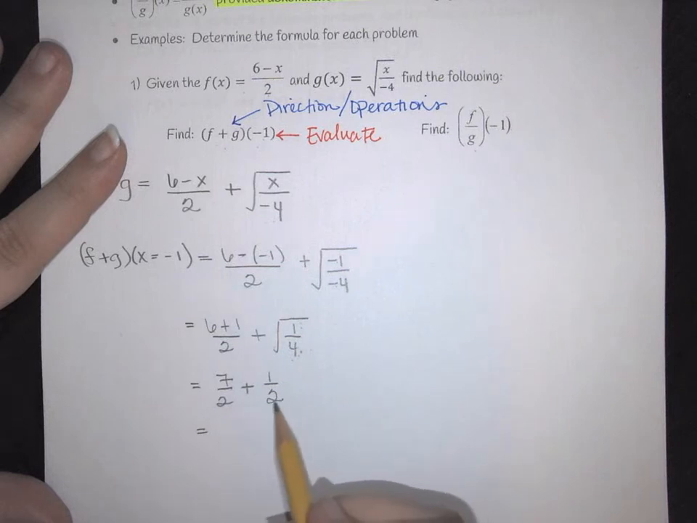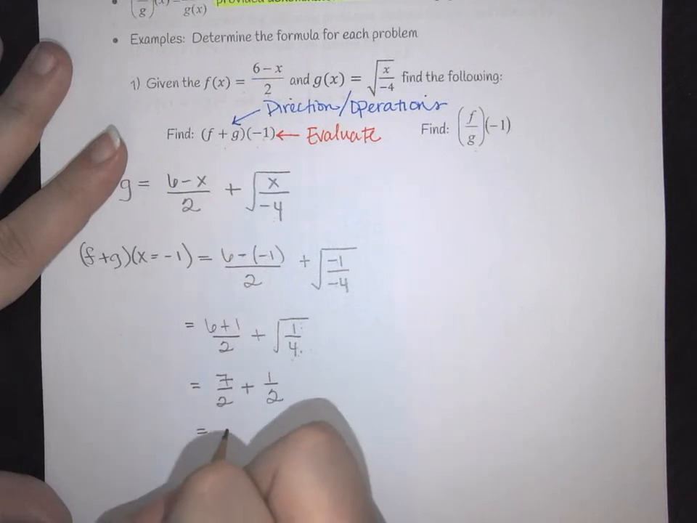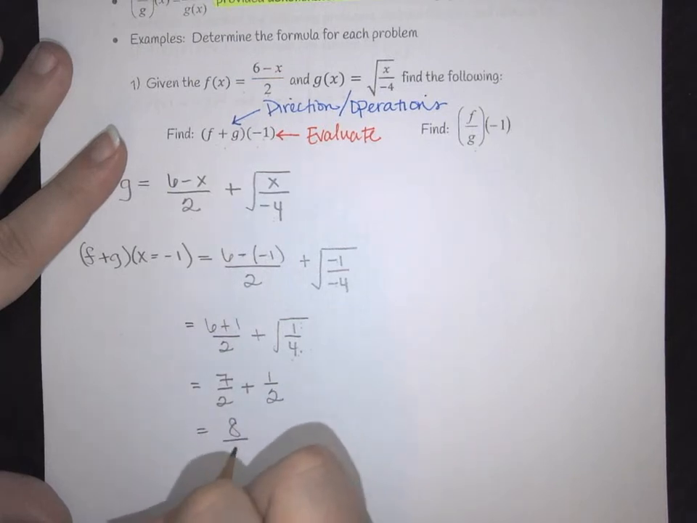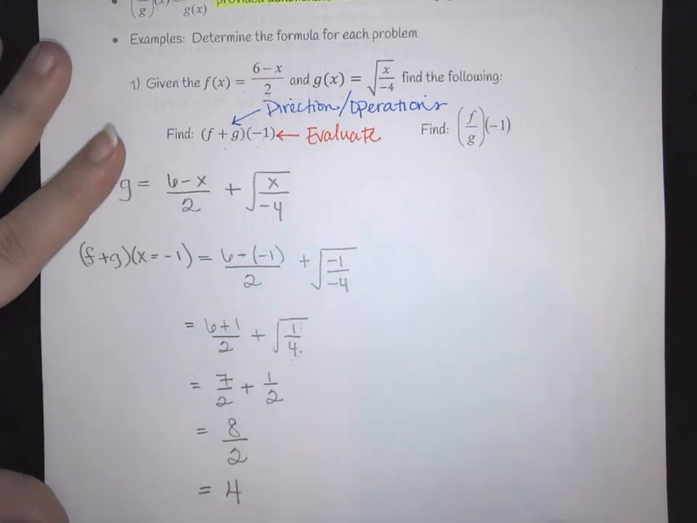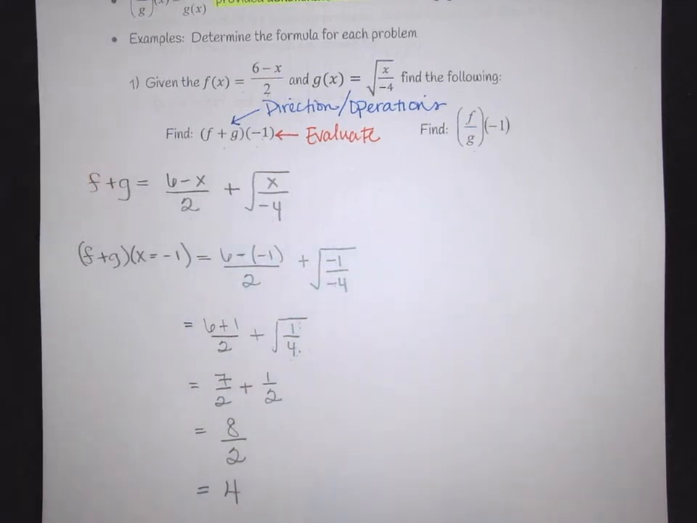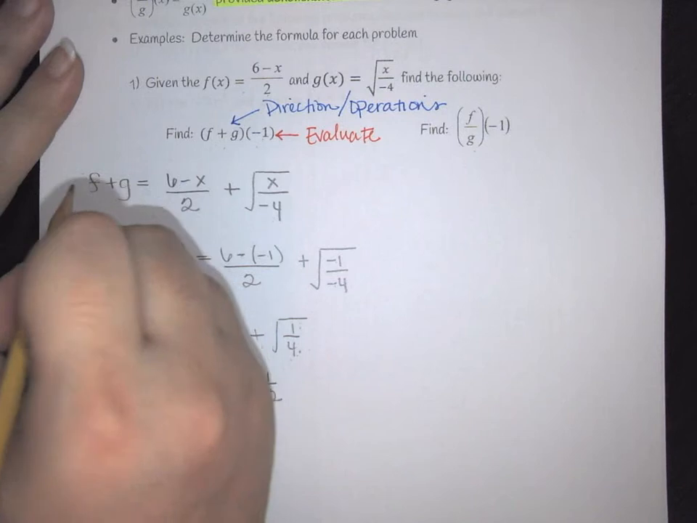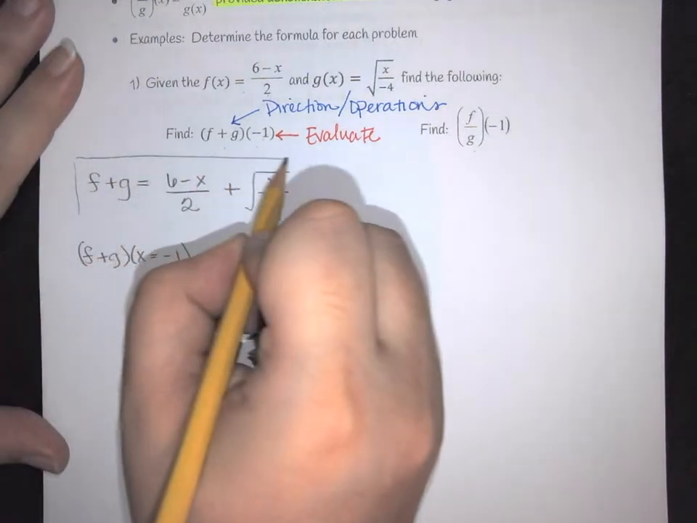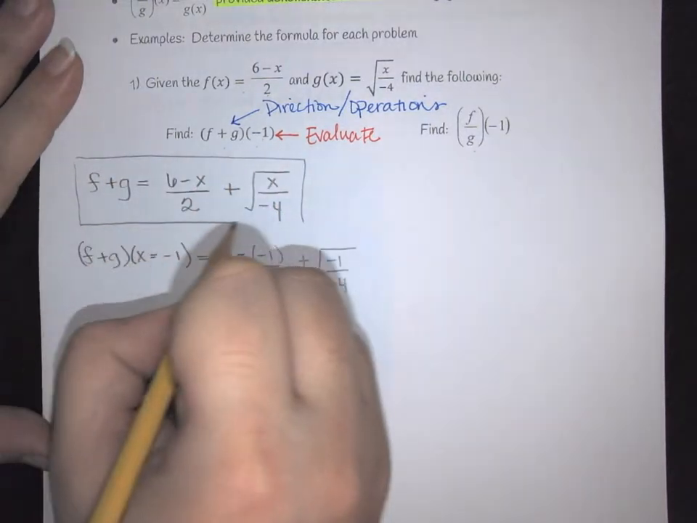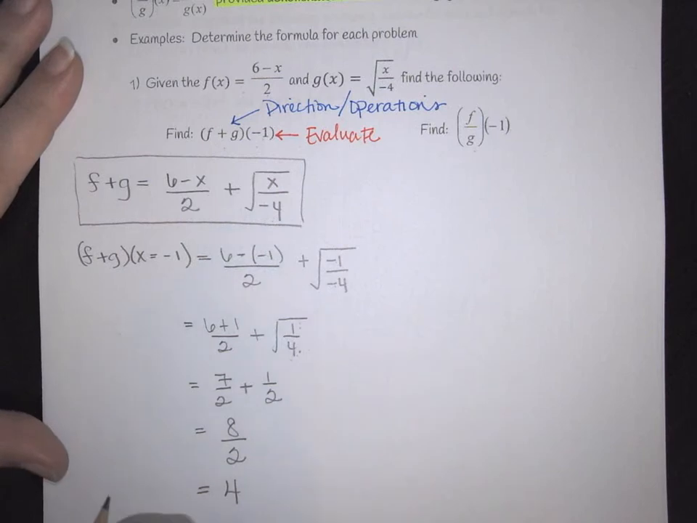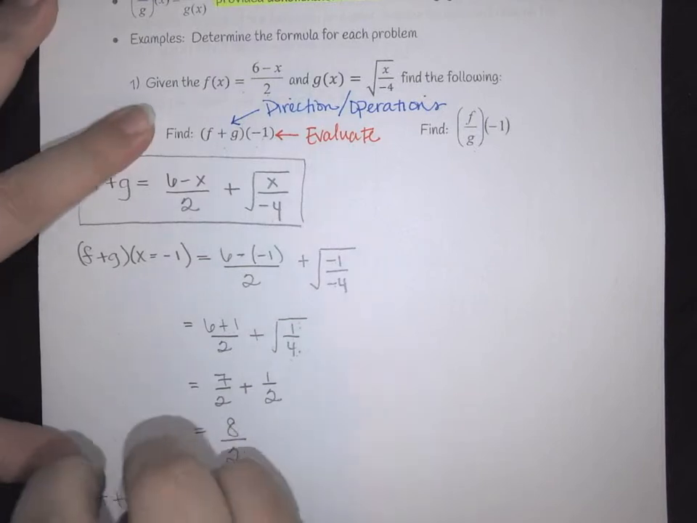When we combine that, remember, adding fractions, you need a common denominator, which we do. And then you add across the top and keep your denominator. So this becomes 8 over 2, which again we can reduce to 4. So this is our first result. This is what f plus g equals. And then here we have f plus g evaluated at -1.